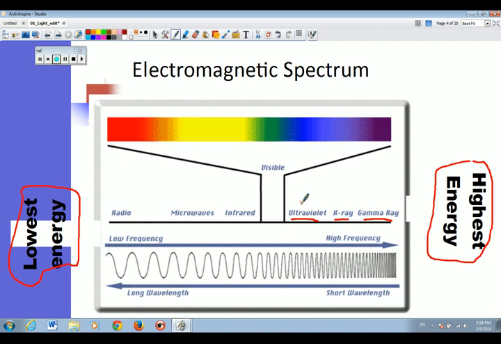Your mom was right. We have X-rays, which see through the skin and bounce off the bone so you can see bone fractures. And then we have gamma rays. This is basically highly radioactive, high frequency, short wavelength, very high energy, okay?